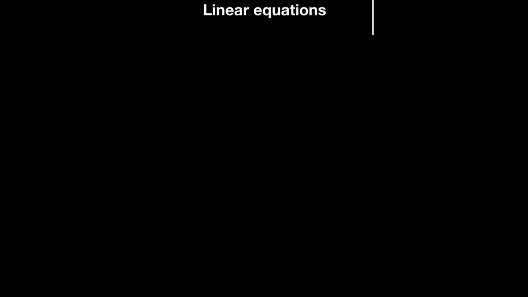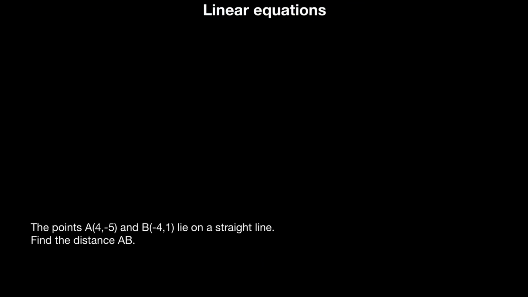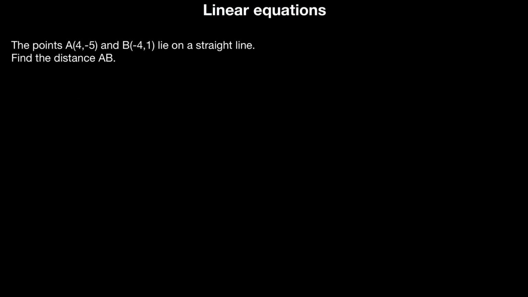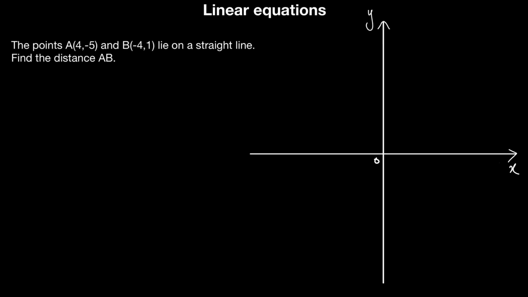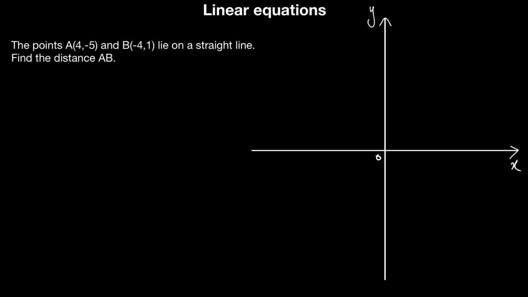So now let's look at a worked example. They've told us that the points A and B lie on a straight line, and they want us to find the distance AB. Now, let's first quickly draw a sketch. The point A, which has coordinates 4, comma minus 5, and the point B, which has coordinates minus 4, comma 1. This is the point B, and this over here is the point A. And let's draw a straight line through this.